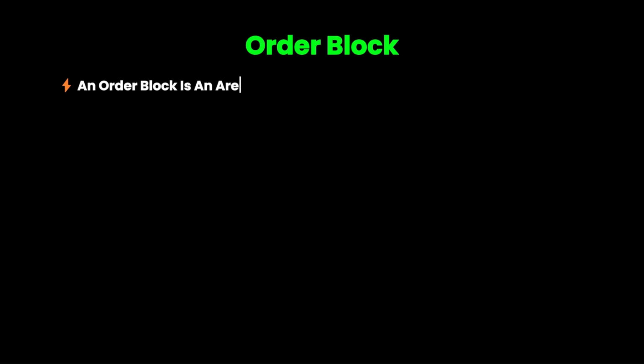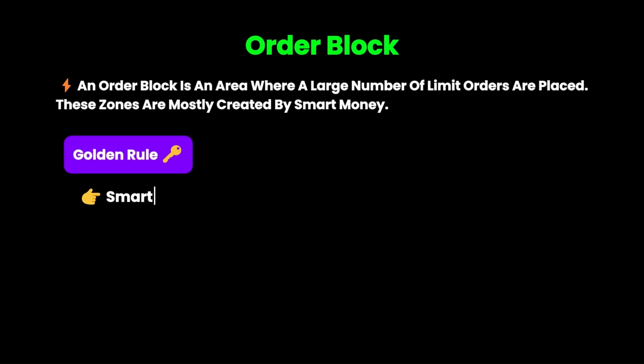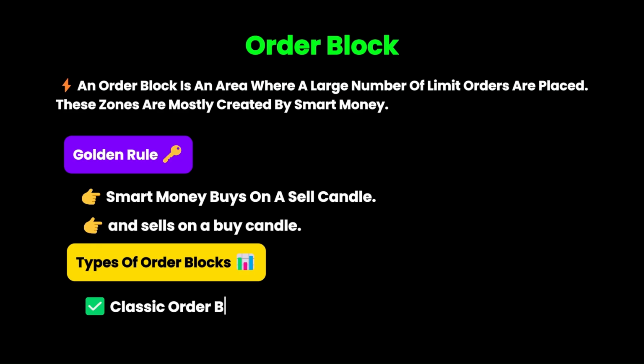An order block is an area where a large number of limit orders are placed. These zones are mostly created by smart money. And there's one golden rule you must always remember. Smart money buys on a sell candle and sells on a buy candle. There are mainly two types of order blocks: classic order block and algorithmic order block. In this video, we'll focus on the classic order block.